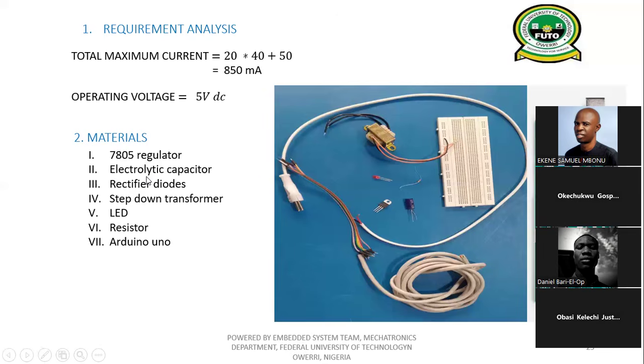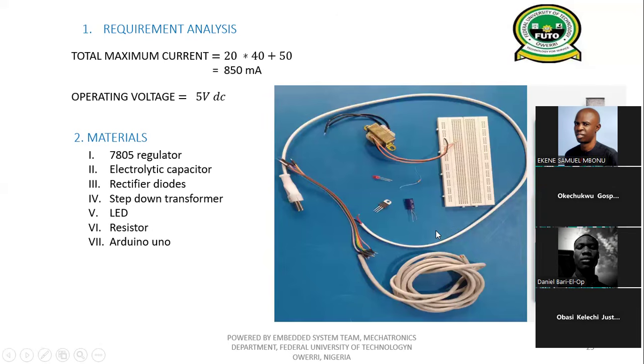Imagine that we have our AC supply in the lab. How do we bring that 240, 220 AC voltage to 5 volts? We want to look at the principles. So we have an electrolytic capacitor that will help us do filtration. Then we have rectifier diodes that will help us in rectification. And then the step-down transformer, an LED that will indicate when power comes, and the resistor that will help us protect our LED, and of course, Arduino Uno as our load.